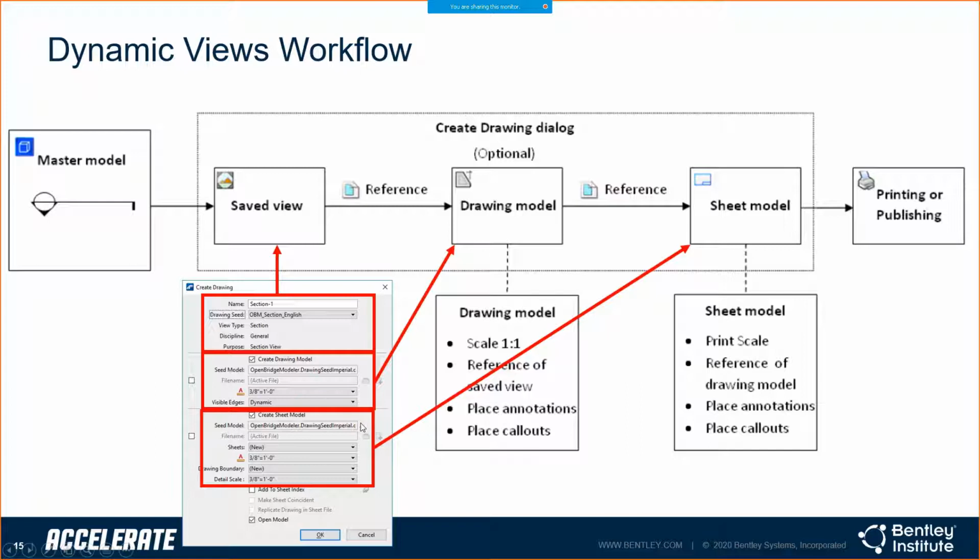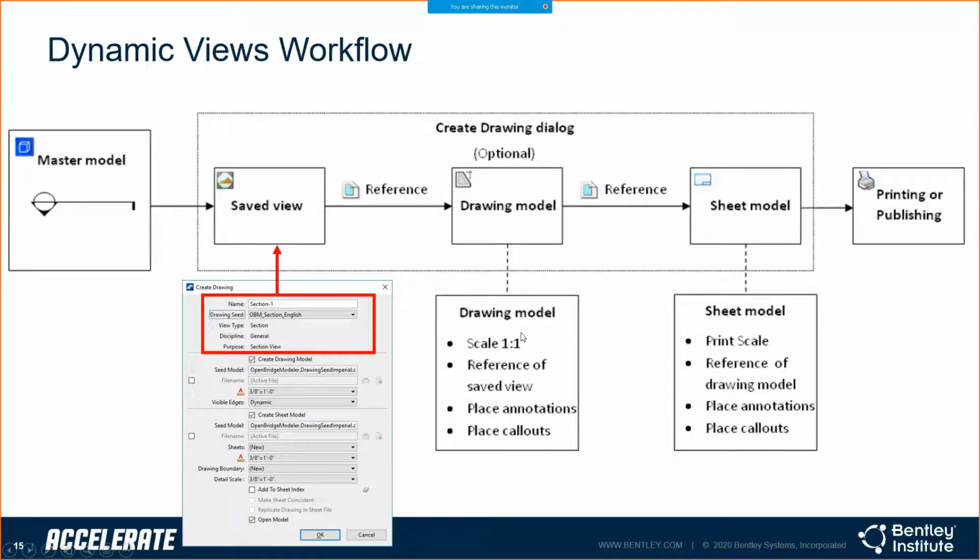Now when it comes to the sheet model part, you can have multiple sheet models set up and ready to go. There's always going to be a default one, but you could pick a different seed model and then go ahead and create this. Now the difference between these, let me back up just slightly. In the drawing model here, this is always scaled 1:1. This is just a live reference of the master model here via a save view.